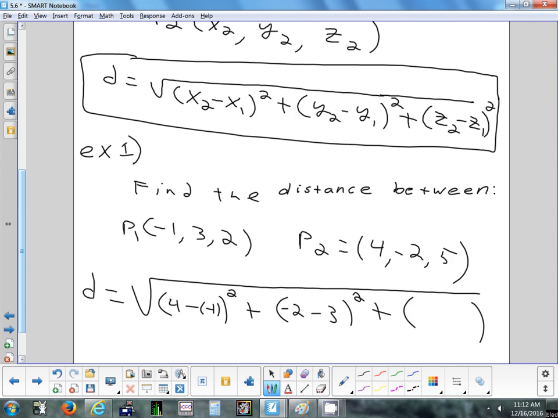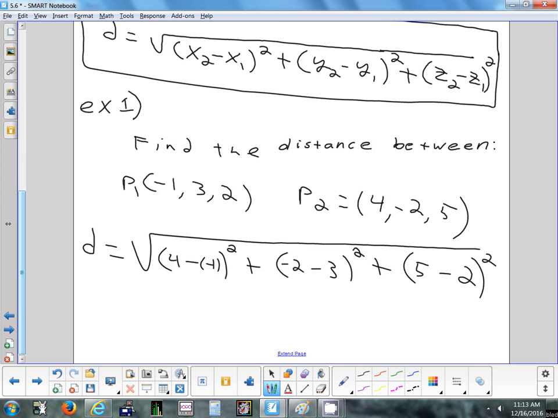And Jake, what about the last two things I subtract? We take 2 and 5. Subtract 2 from 5. Yep, 5 minus 2, and we also have to take that value and square it. So now we just figure out what that is, and that's our distance between those 2 points.